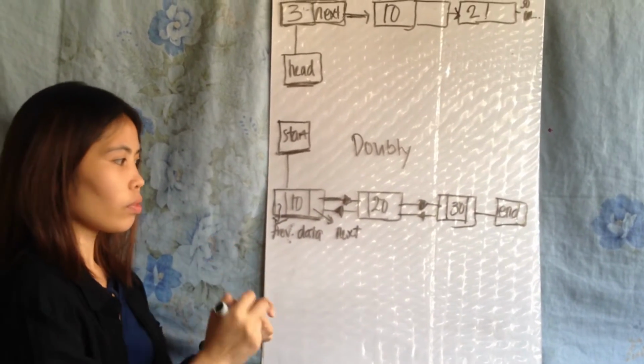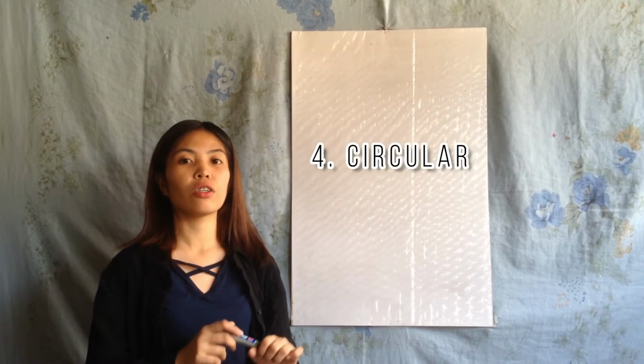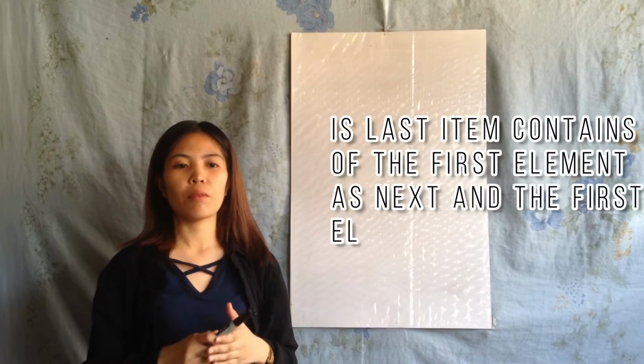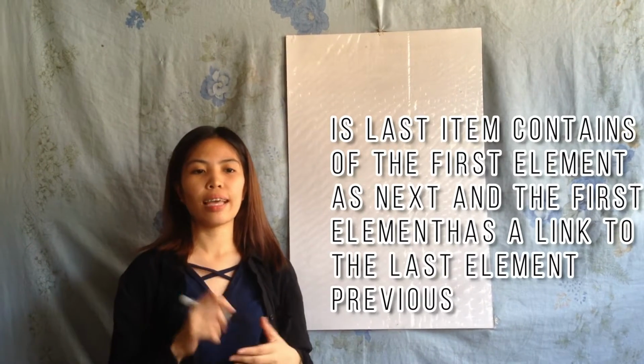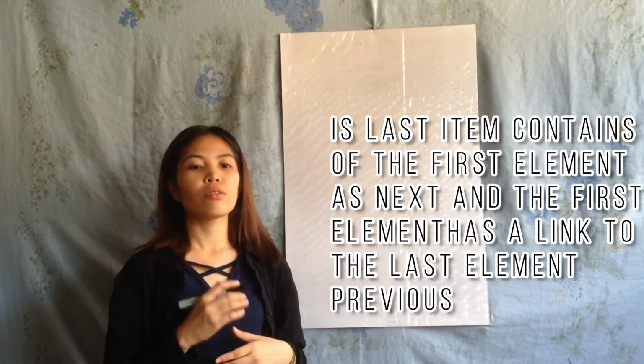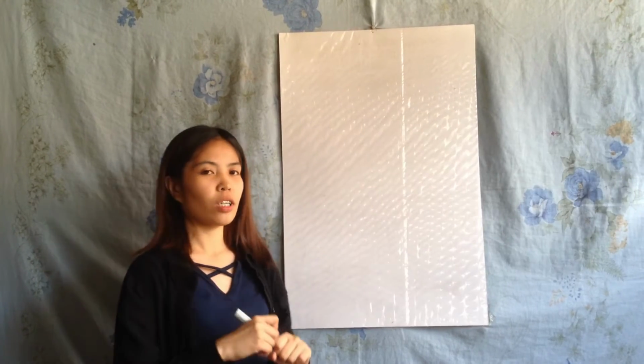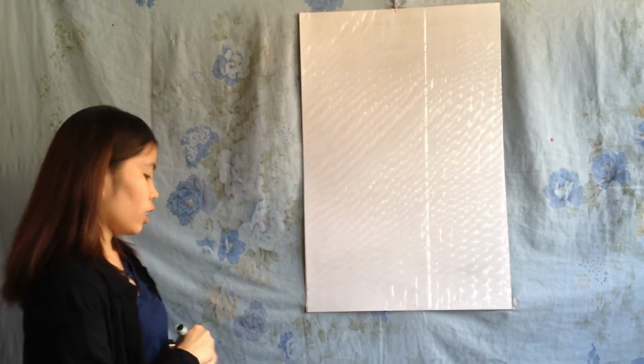So, ayan. So, para sa fourth type ng linked list, meron tayong circular. Circular is last item contains the first element as next, and the first element has a link to the last element as previous. So, ganito yung magiging itsura niya para sa circular linked list.